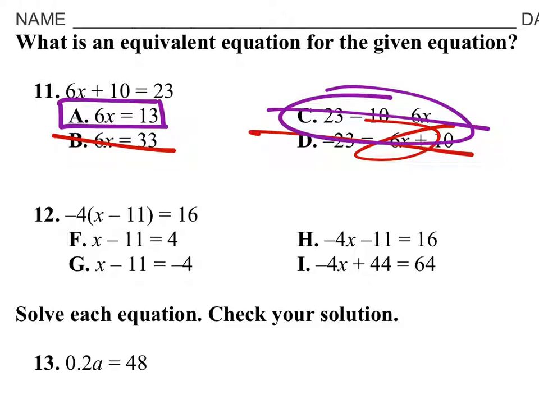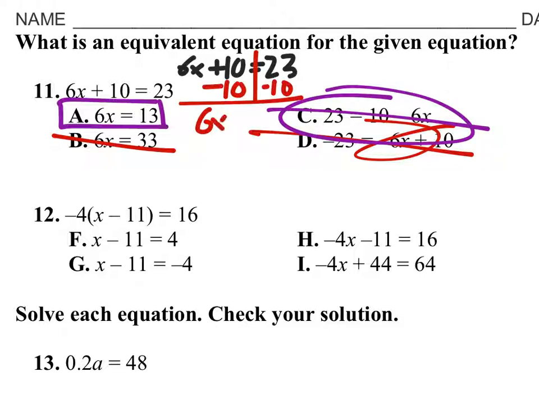All right, so the question is, how do we get this 6x equals 13? If we look at this equation, 6x plus 10 equals 23, all they did is subtract 10 from both sides. And they got 6x equals 13. Bam. That's as far as we needed to go just to find that equivalent equation.